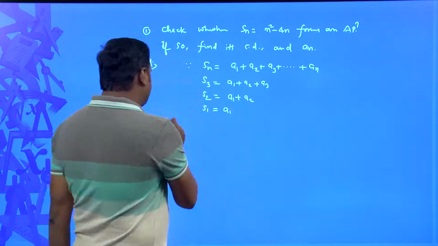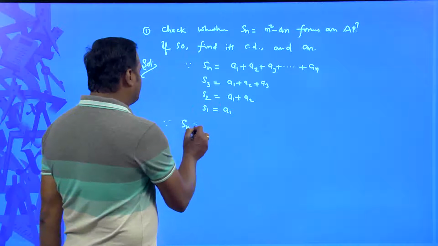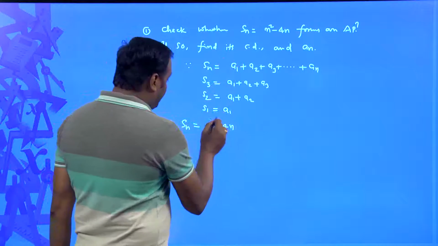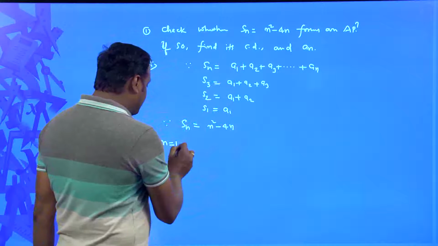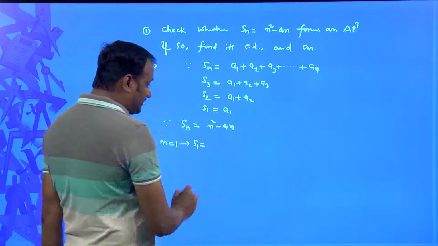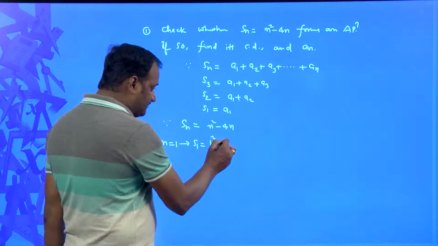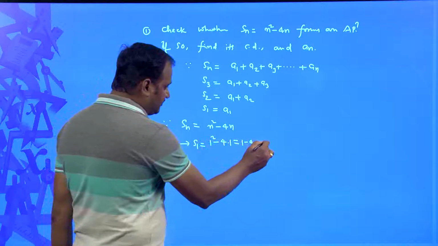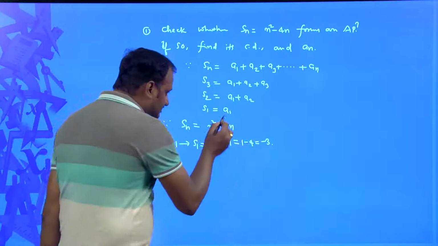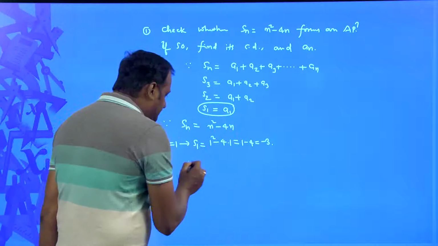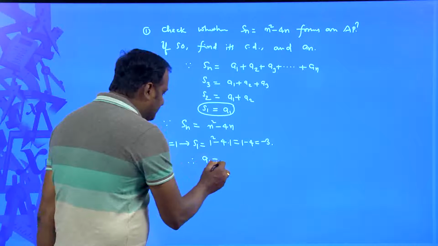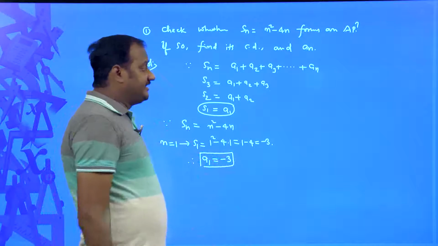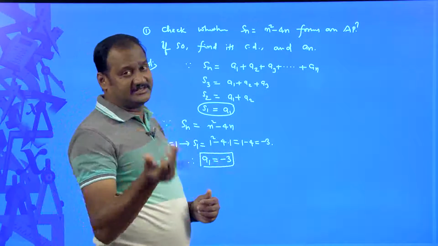Now, I got an idea to get the first term. Since the value of Sn is n square minus 4n, when I substitute n is equal to 1, then I will get S1. S1 is equal to 1 square minus 4 into 1. So, 1 minus 4 is equal to negative 3. According to the discussion, S1 is equal to A1, right. Therefore, A1 is equal to negative 3. I got the first term. Now, I need to get the second term as well as the third term.